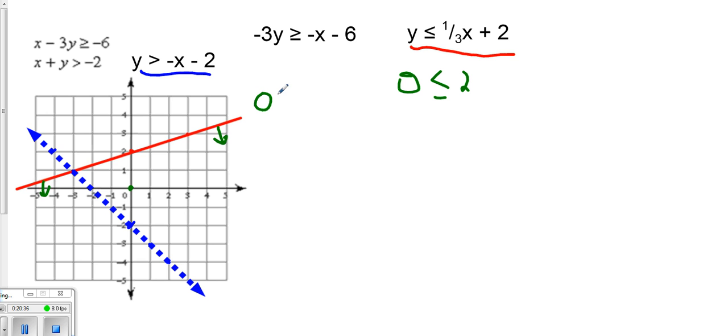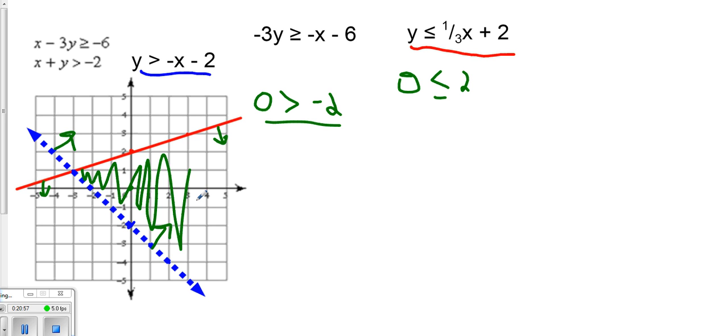So is 0 actually greater than negative 0, which is 0, minus 2 is negative 2? Is 0 greater than negative 2? Yes, it is. So this area works. We want everywhere above this blue line. Where is the area that's the same for both of these? It's in between them right here. This is the area we would shade.